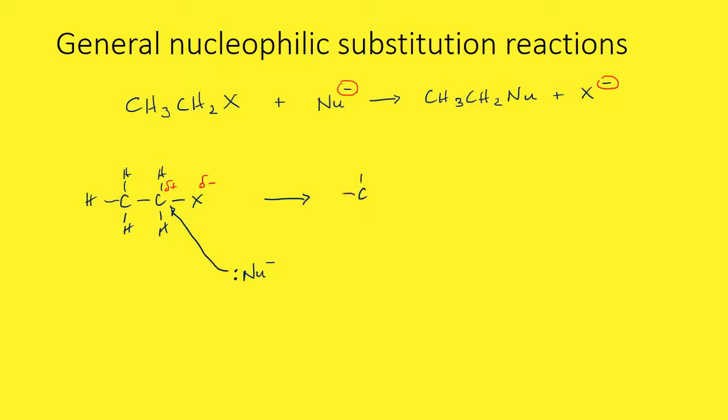So let's draw that out. The methyl group is just the same, and the CH2 group is just the same, and we now have the nucleophile included. So in red, let me circle these two electrons on the nucleophile, just to make clear that they are the two electrons making this new covalent bond.